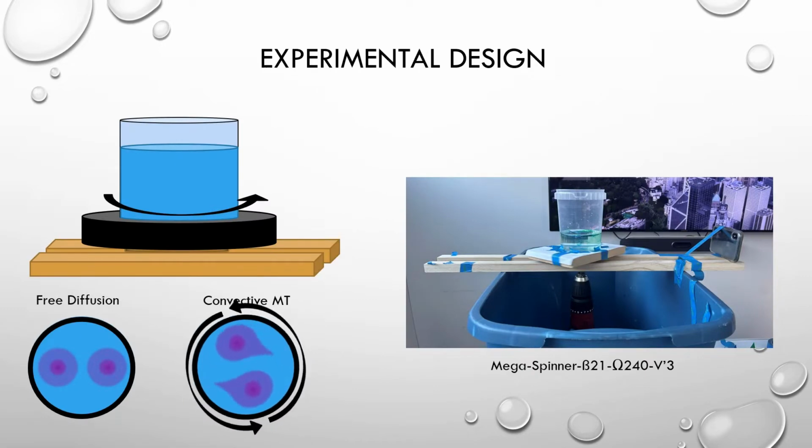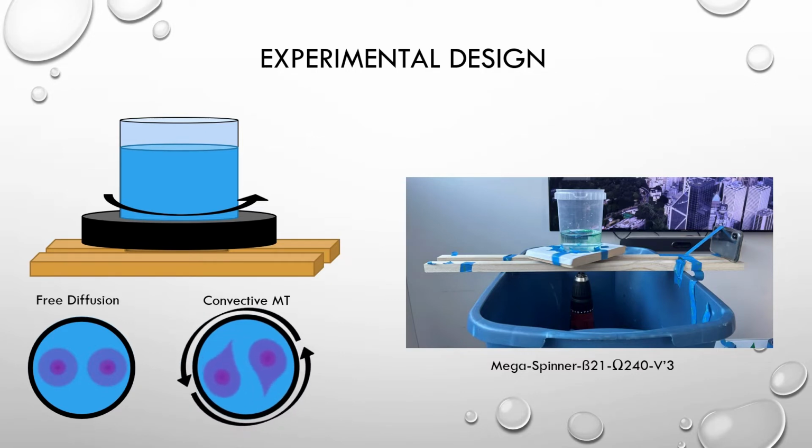Our experimental design consists of constructing an apparatus. The Mega Spinner Beta 21 Omega 240 V3 utilizes a lazy Susan bracket to allow a mounted cylinder to rotate around its central axis. The rotational motion is powered by a variable speed drill attached to a rod underneath the boards. This design will allow us to induce a fluid flow in the closed system, while keeping the geometry simple enough to make some analytical predictions about the behavior, as opposed to using a hard-to-measure stirring mechanism such as a spoon.